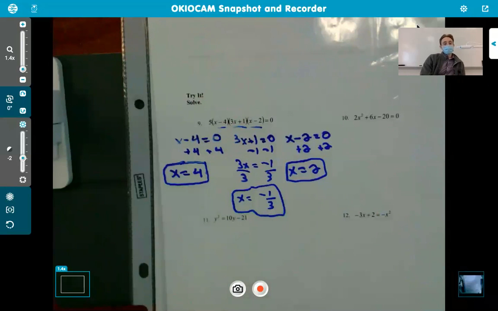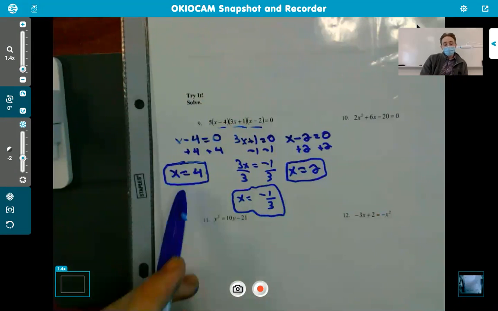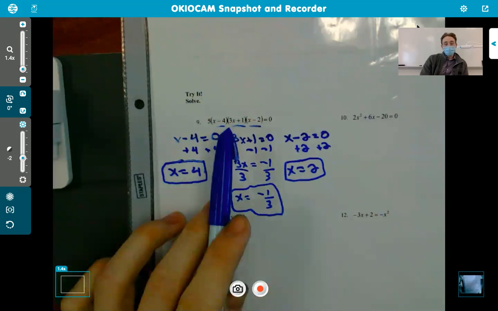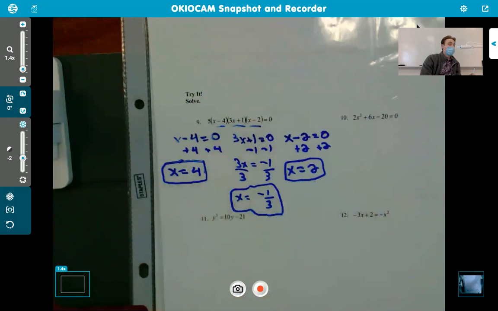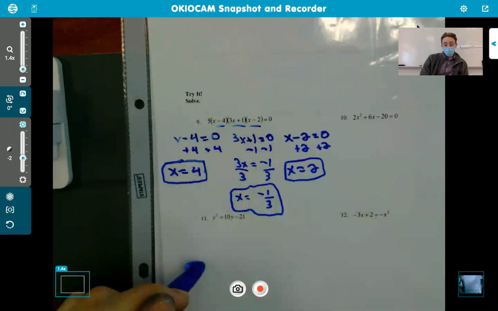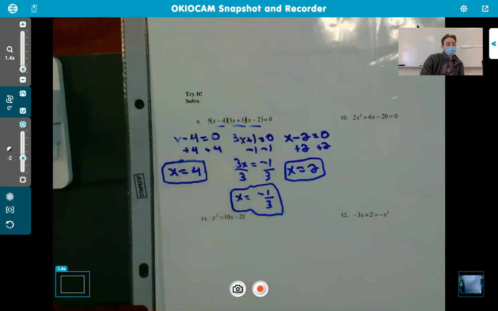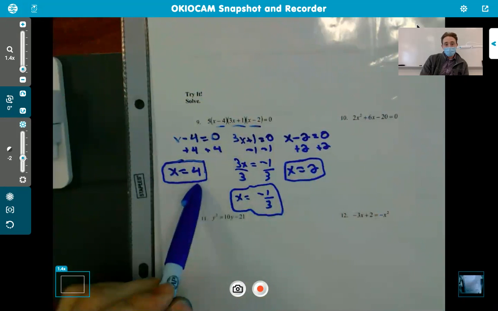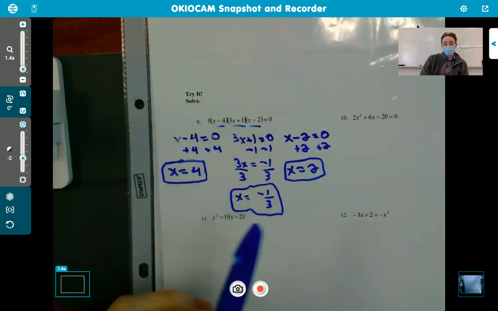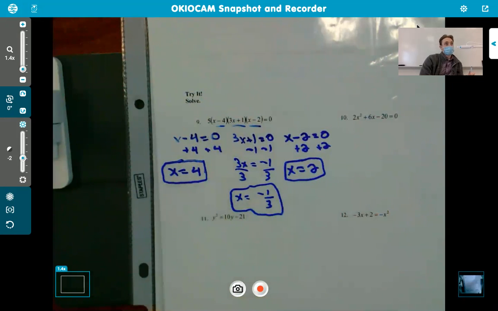I have x equals 4, x equals negative 1/3, and x equals 2. If we were to plug each of those values back in, right, these are my solutions, it's going to make my equation 0 equals 0 on both sides. And also, if you were to graph this equation, you would see that the graph crosses the x-axis at x equals 4, x equals negative 1/3, and x equals positive 2. Okay? So just be aware of the theory behind what it means to be a solution or a 0 or an x-intercept. Any questions about number 9?